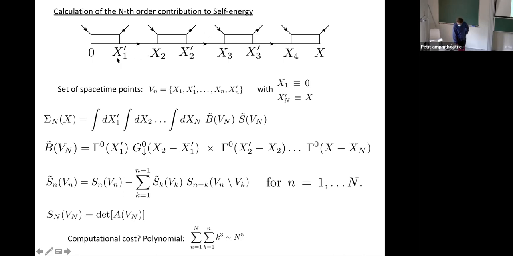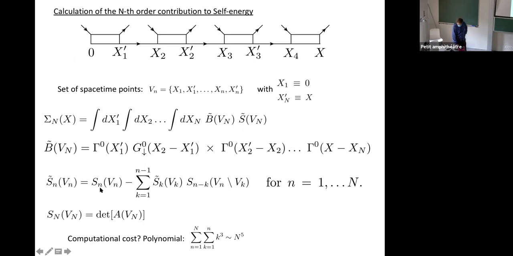And so the situation then is that to get the order n, or all the diagrams of order n for the self-energy, we again need to integrate out the internal space-time points. Then we have a backbone, just like before. This is the product of gamma zeros and G0 downs. But then this part is different. S tilde is now all possible connections, but in such a way that we avoid having reducible pieces. And this can be obtained very easily in a recursive way.